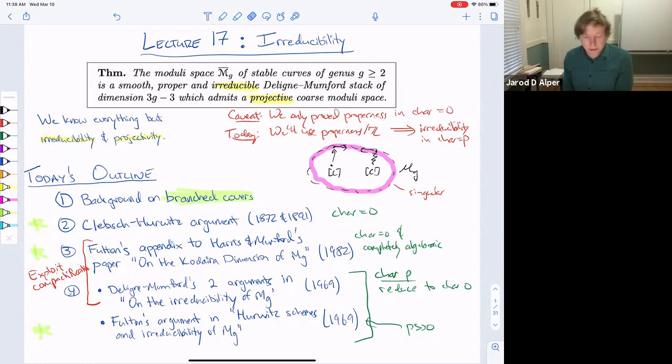Right. And so one of the struggles in these arguments is showing, in fact, that this works, that you can degenerate a smooth curve to a singular stable curve, right? And this is the main feature of the third argument I'll be giving. Any other questions on the outline before I begin?